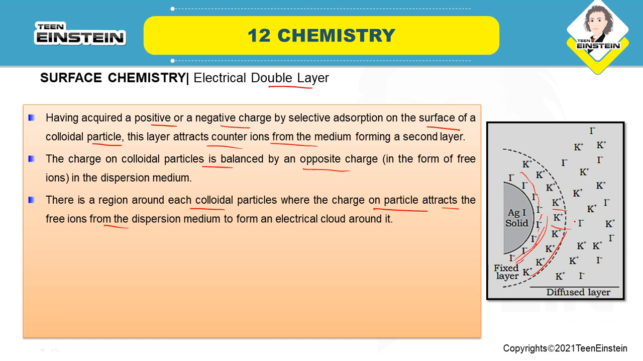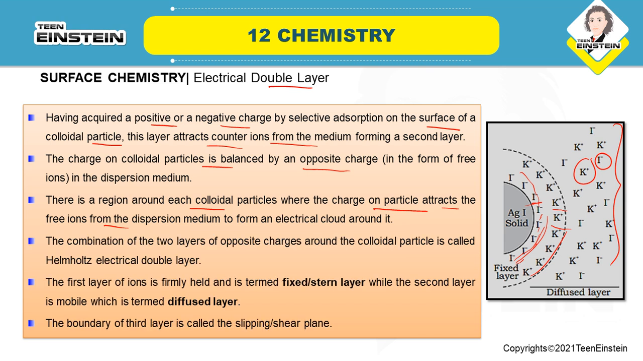So this is the dispersion medium, and here free ions are present. So I- will attract from these free ions the positive ions, and vice versa. So this combination of two layers of opposite charge around the colloidal particle is called the electrical double layer or Helmholtz electrical double layer. The first layer of ions is firmly held and is termed the fixed layer.